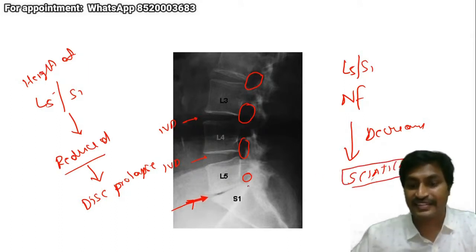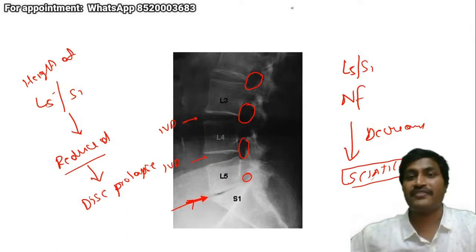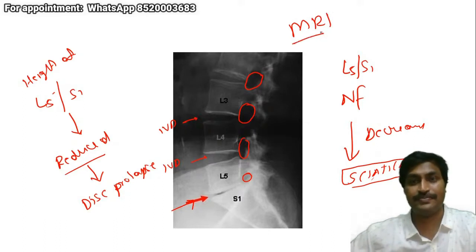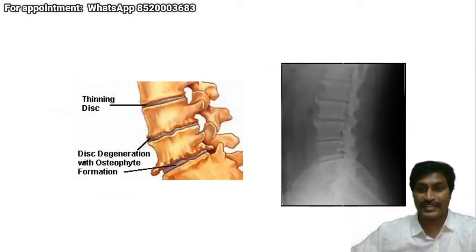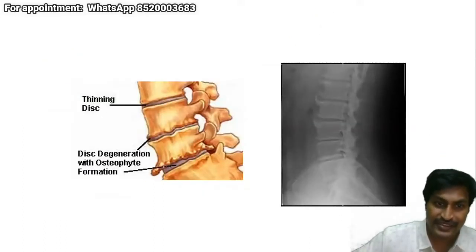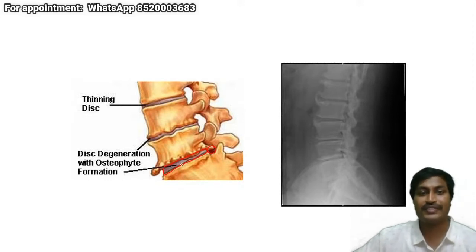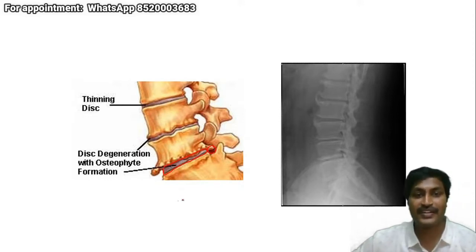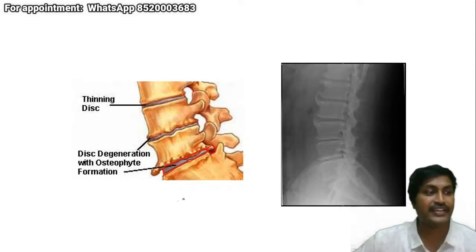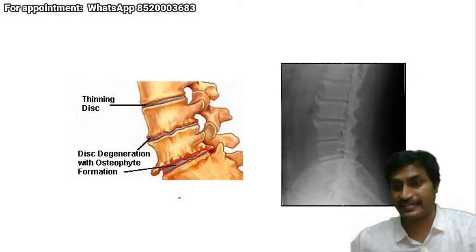So this X-ray is diagnostic of sciatica, but for all cases of sciatica, you will have to ask for an MRI lumbosacral spine. So this is what you have seen in that X-ray. There was a decrease in height of L5, S1. There's a decrease in the neural foramina size. So this shows there is a prolapsed intervertebral disc at L5, S1 with a decrease in the neural foraminal size.